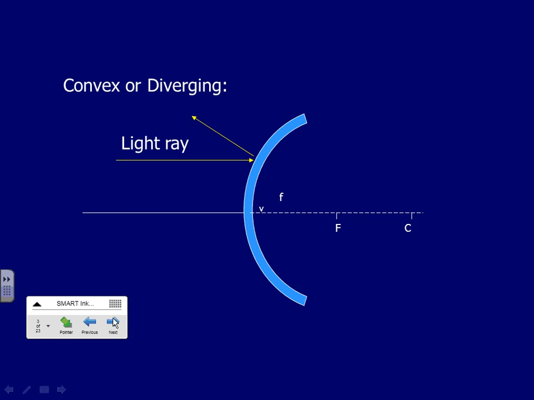And we then talked about convex or diverging. The light ray is coming from this side, and our F and our C are on the back side of the mirror, all right? We actually use the description that the focus and the center are virtual. Just like we can have a virtual image within the mirror, we can have a virtual focus. It's hidden in behind the mirror, all right?